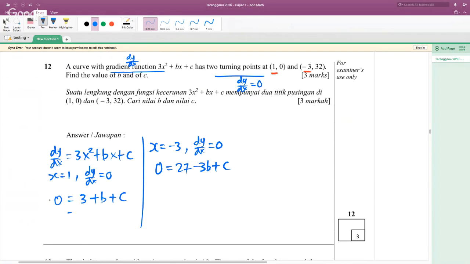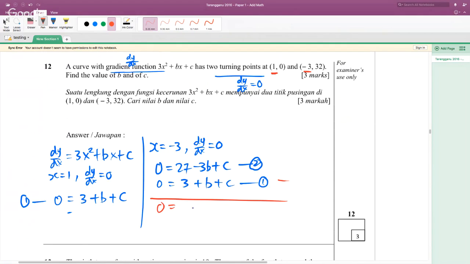All right, maybe I can leave it like this. First equation, second equation. Then you use the second equation minus the first equation. I use the elimination method, I'm just a bit lazy here. So I will just make sure they are subtracted. 0 minus 0 is 0. 27 minus 3 is 24. Negative b minus b is negative 4b, and this is 0. So 4b equals 24, b equals 6. All right, then I will substitute in here to get my c.